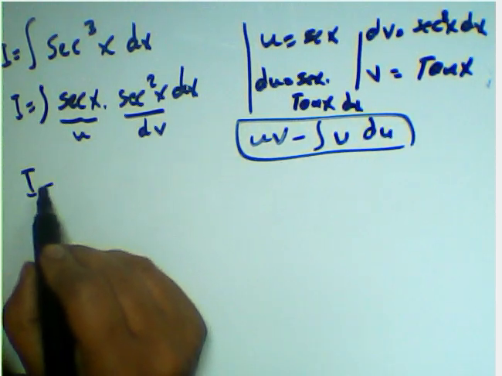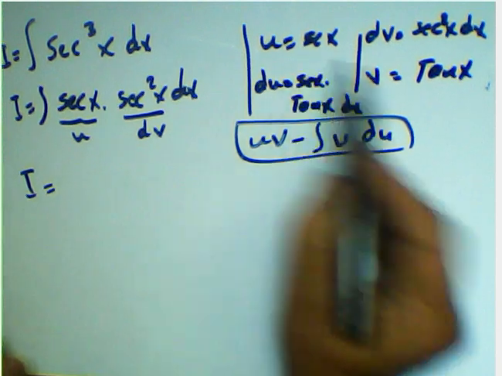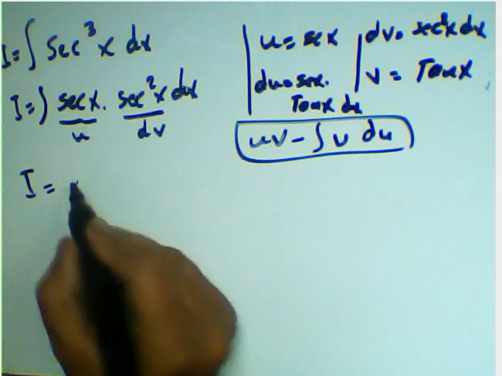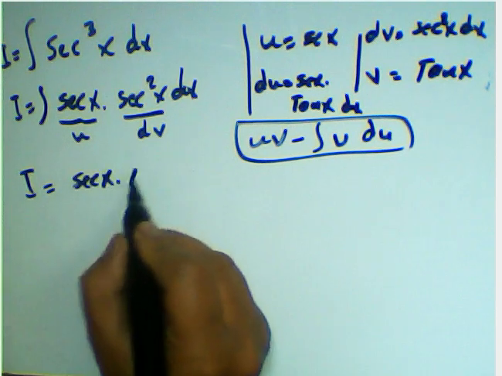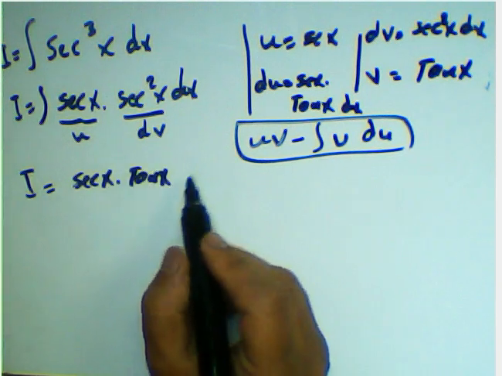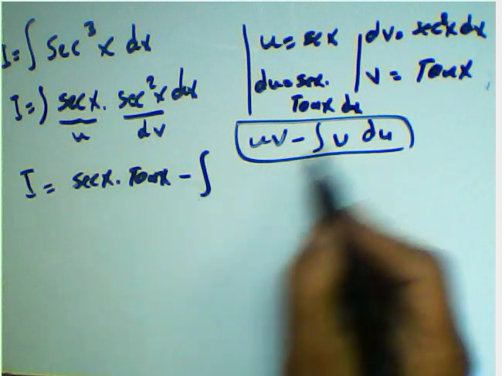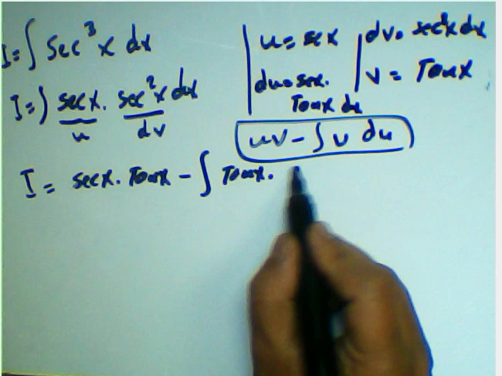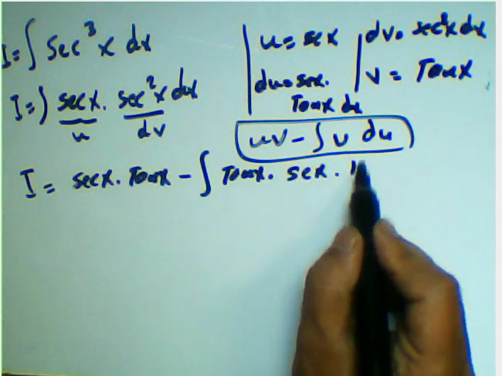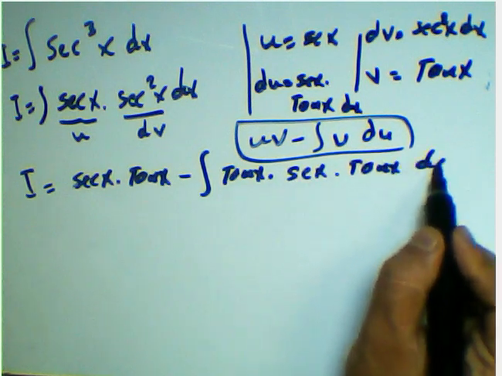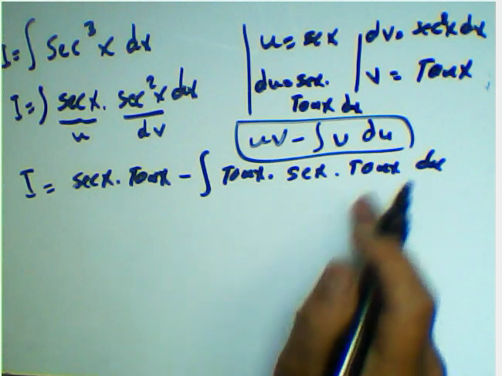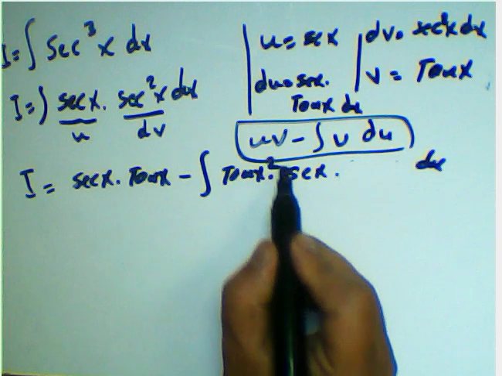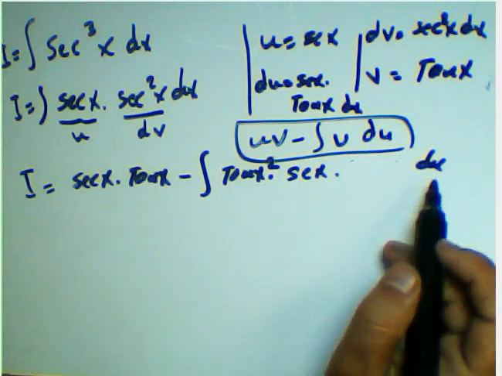Here will be I equals sec x times tan x, right? Sec x times tan x, subtract the integration of tan x times sec x tan x dx. Tan x times tan x will be tan^2 x. Okay, dx.